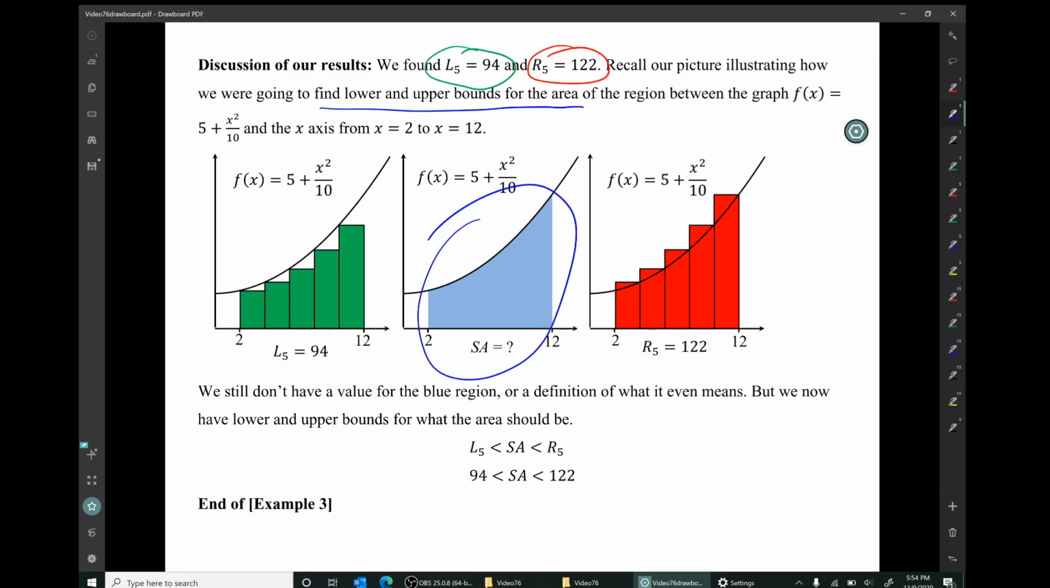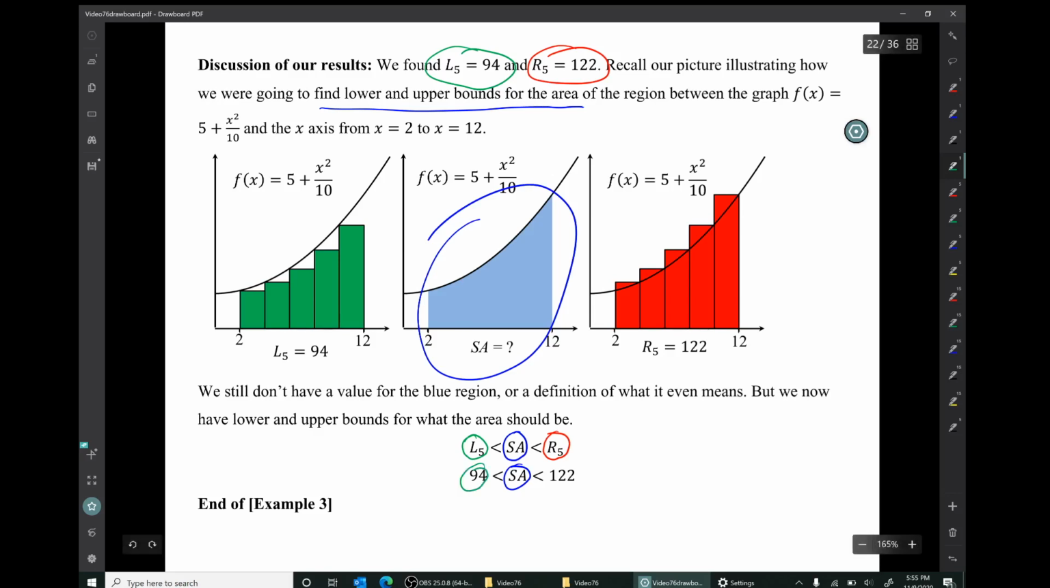But we know from the idea of positivity and additivity that that blue area, that signed area, whatever it is, whatever it means, ought to be greater than the value of L5 because that green region is contained in that blue region, and the value of the blue signed area should be less than R5 because that blue region is contained in that red region. So now we see that there are actual numbers that we can list as bounds.